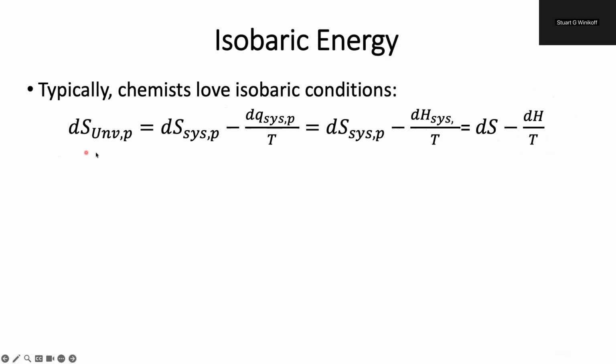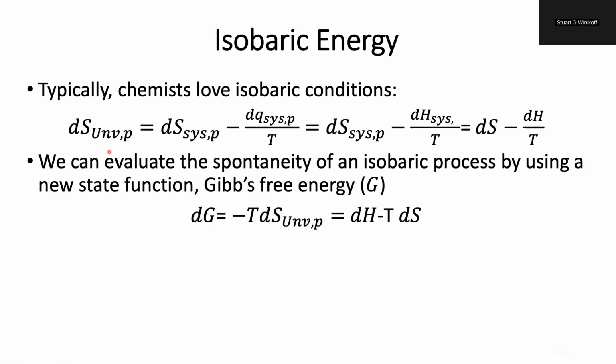Now, again, that universal entropy is A, a little awkward mouthful, and also B, has weird units. So we're going to do the same thing we did with Helmholtz. We're going to multiply it by negative T. So if I multiply the isobaric universal entropy by negative T, I produce the Gibbs free energy. This is the type of free energy we most encountered in general chemistry. The change in Gibbs can be defined based on the change in enthalpy and the change in entropy.